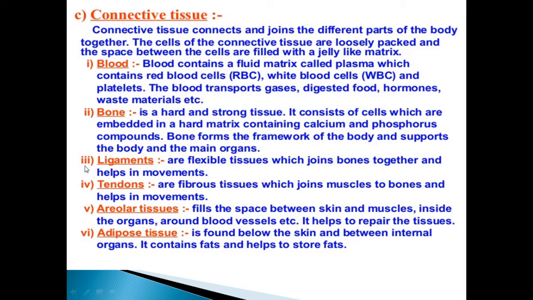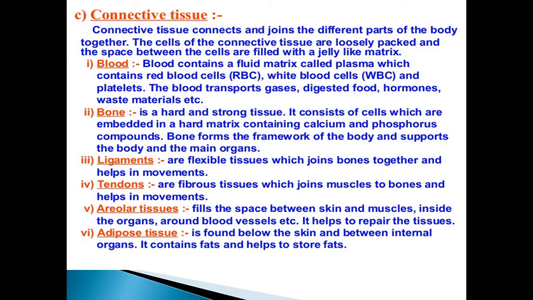Next, connective tissue. Connective tissue connects and joins the different parts of the body. The cells of the connective tissue are loosely packed and the spaces between the cells are filled with a jelly-like matrix. Connective tissue consists of blood, bone, ligament, tendon, areolar tissue and adipose tissue. Blood contains a fluid matrix called plasma, which contains red blood cells, white blood cells and platelets. The blood transports gases, digested food, hormones, waste materials, etc.